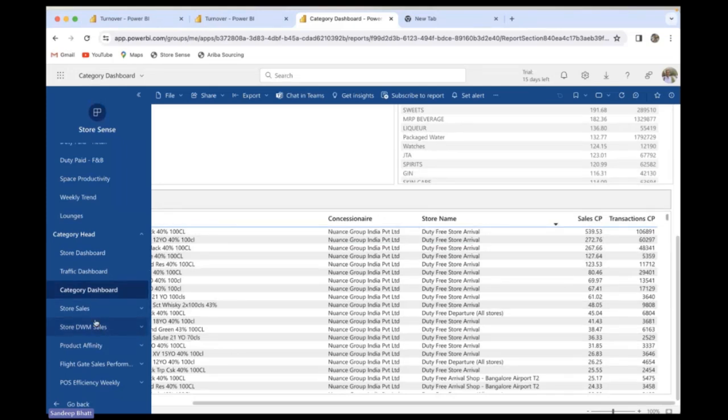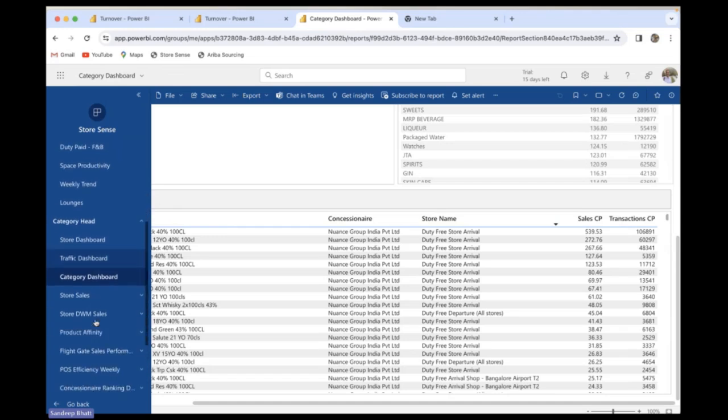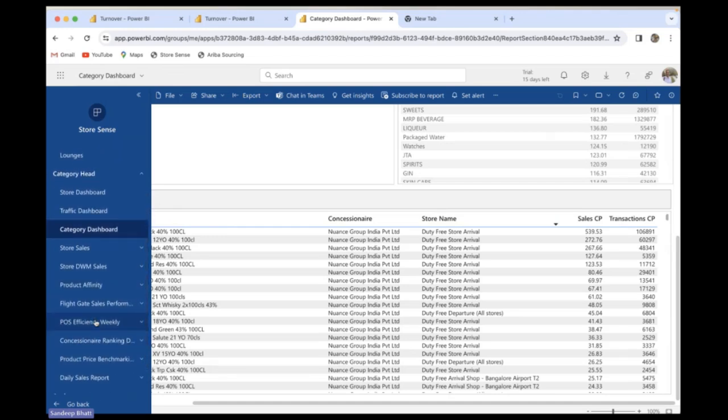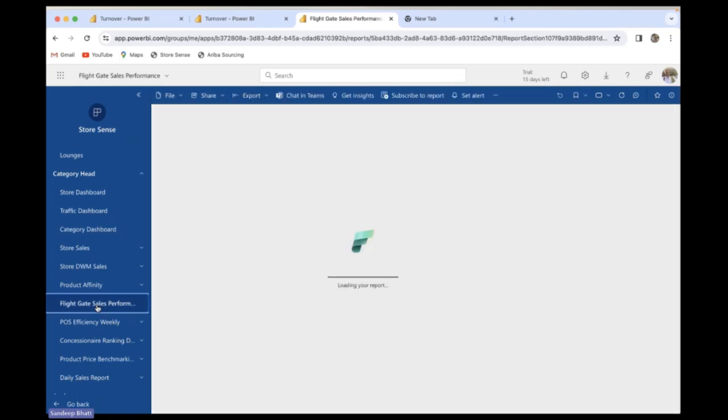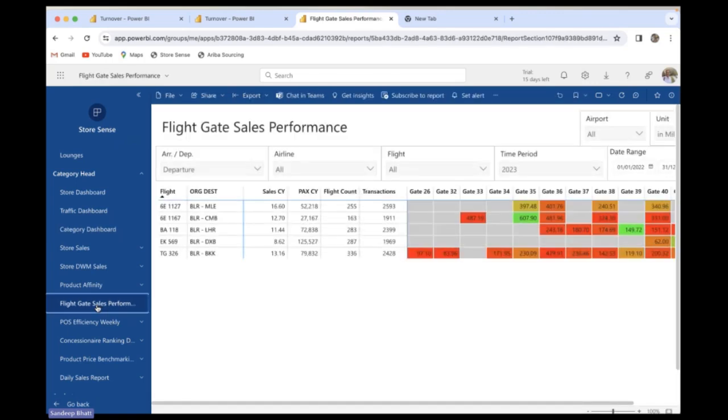Now, an important aspect is how we merge operational data with commercial sales data. So we have a flight gate sales performance dashboard. Under that, you pick and choose arrival, departure, or whatever time period filter you want to play around with.